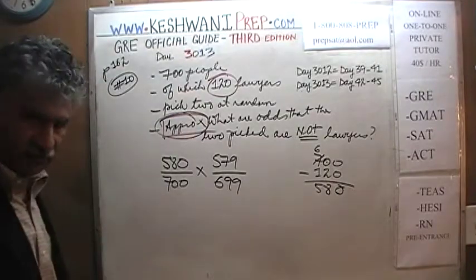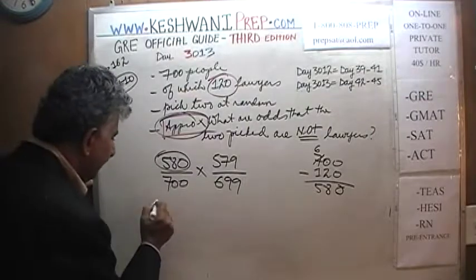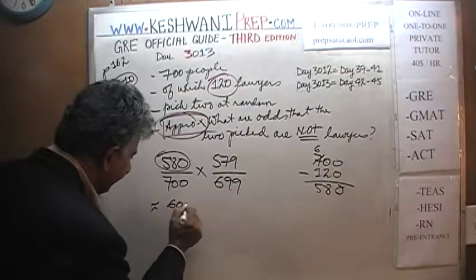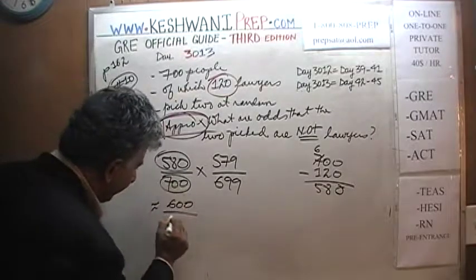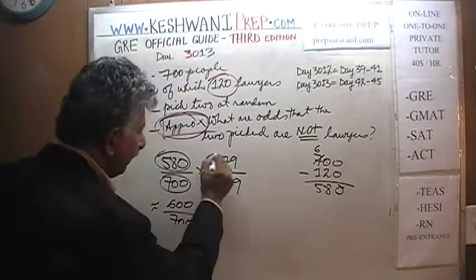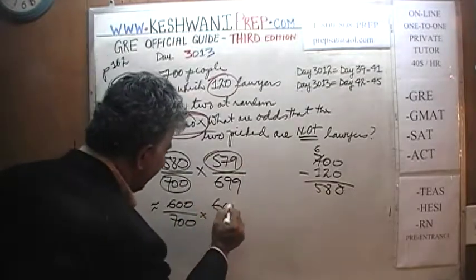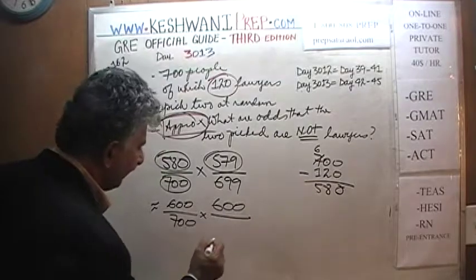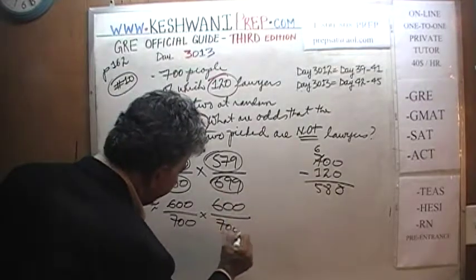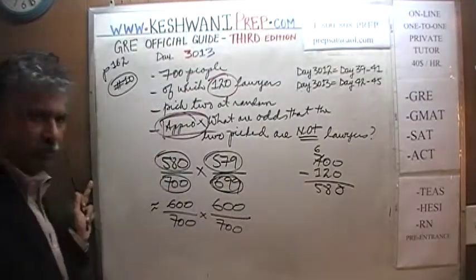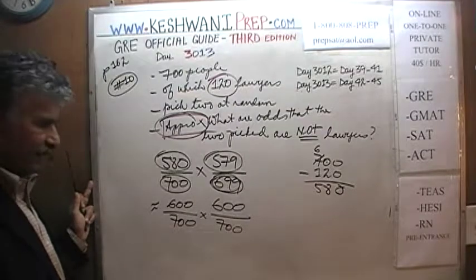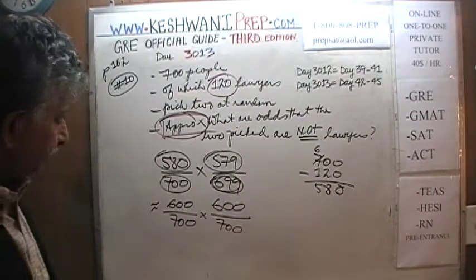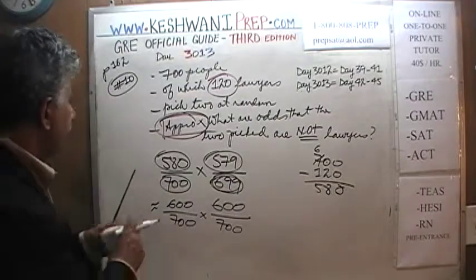Since they're looking for the approximate answer, that's what we're going to do. So let's start the process, shall we? We're going to pretend that 580 is approximately 600, and the bottom is 700. Same thing here. We're going to pretend 579 is approximately 600, and the bottom is 700. It's not 700, but we're going to approximate 699 as 700. Let's do the work on the top.